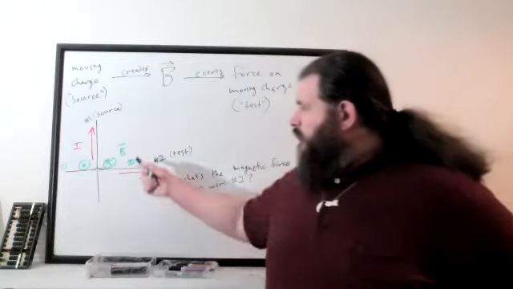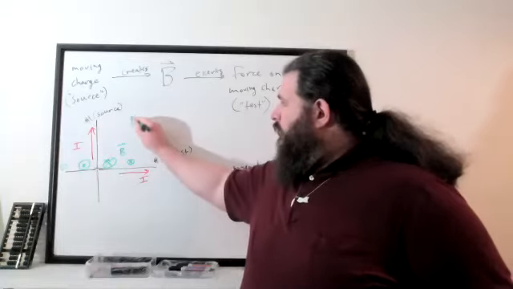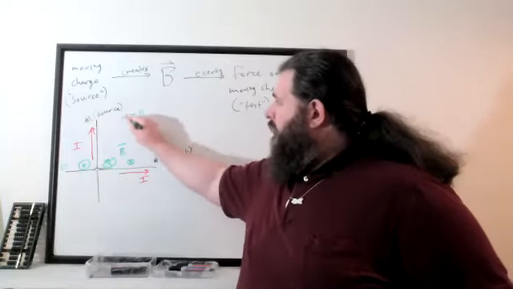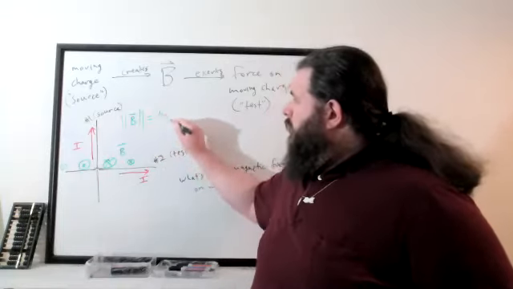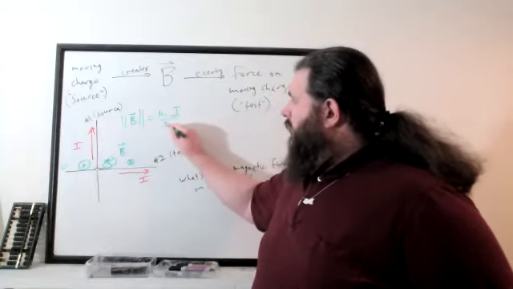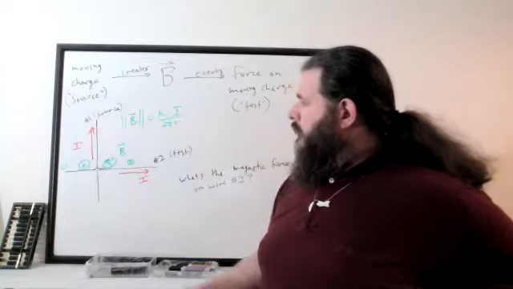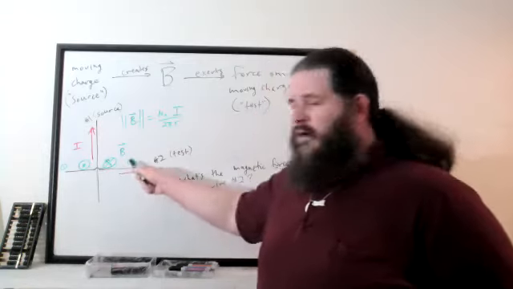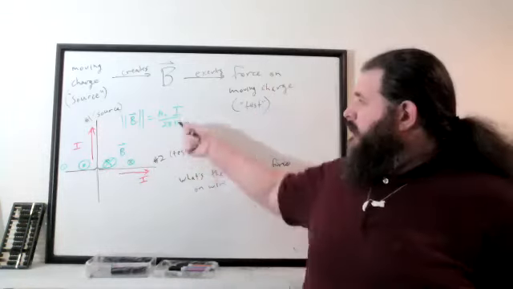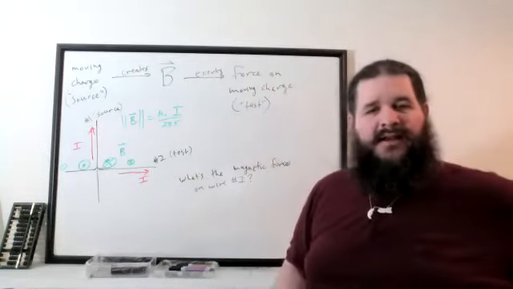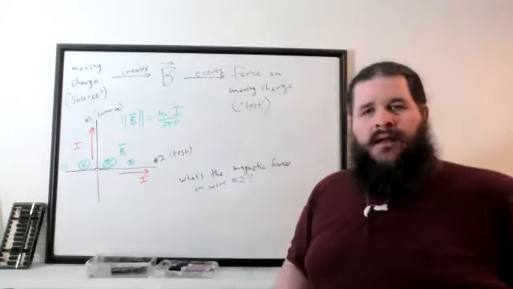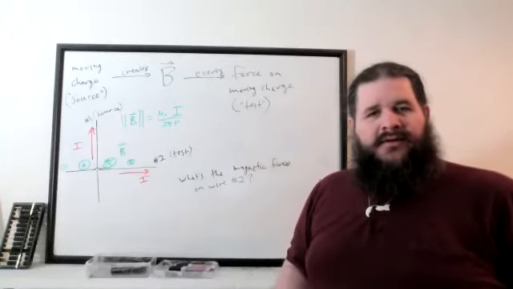And if we wanted to know how strong it actually is, we could use the usual magnitude of magnetic field equals mu naught times the source current divided by 2 pi r. So if you know the current and you know how far away a certain location is, you can calculate the strength of the magnetic field. Any questions on that so far?